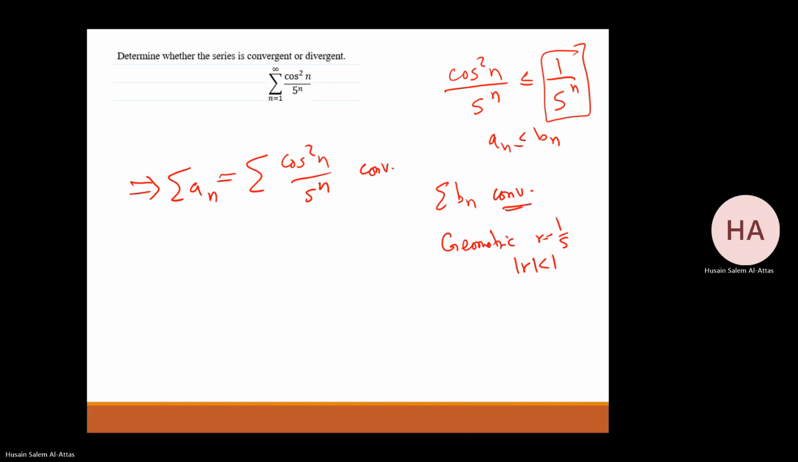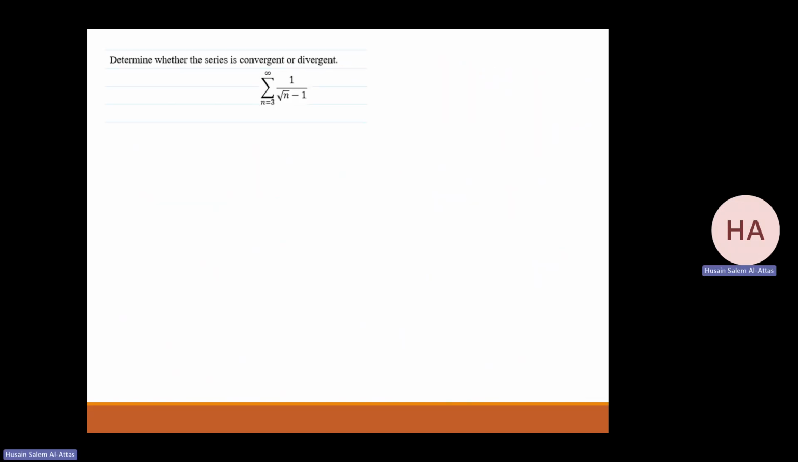because this is the bigger one. If the bigger one converges, then the smaller one will converge.